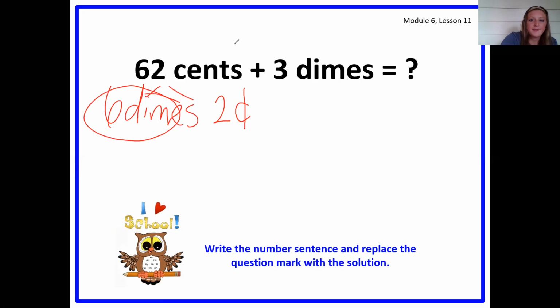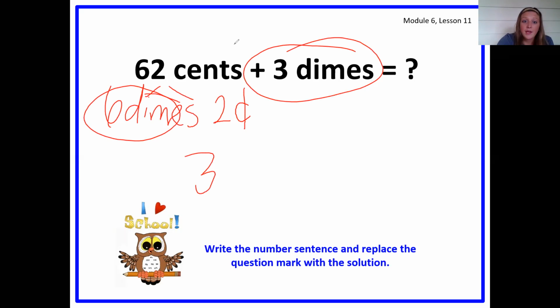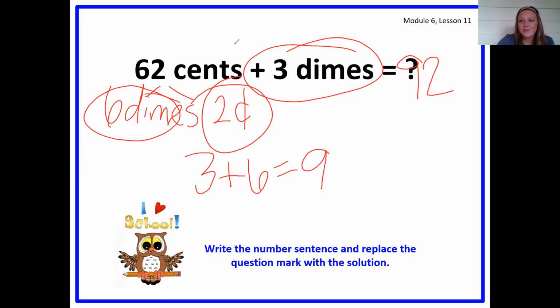I want to add my dimes together, right? My 3 dimes plus my 6 dimes. Well, I know 3 plus 6 equals 9. So that's going to be my 10 spot. And then I know I have 2 cents left over. My answer is going to be 92 cents in all.